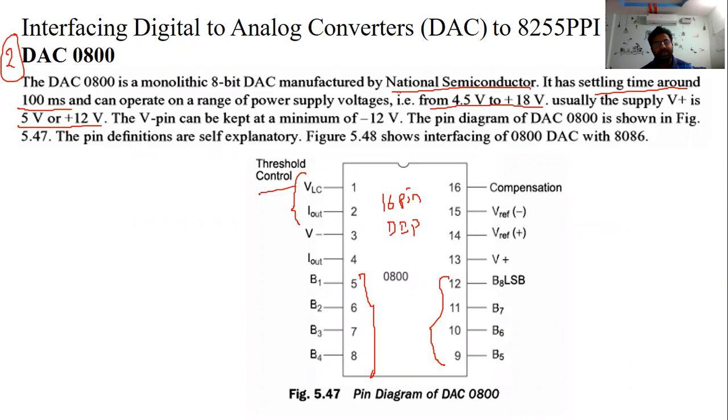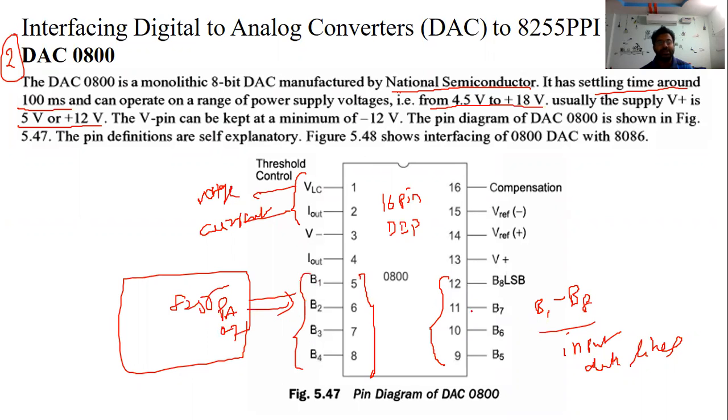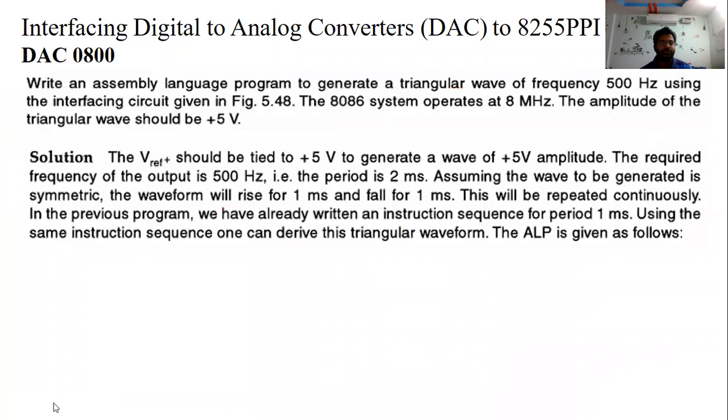Here you can take the voltage and the current outputs. Remaining all the bits are almost common. These are 8 bits, B1 to B8, input data lines, to carry the information. The 8255 PPI is connected to this by these lines. On this side, PA0 to PA7, we connect these 8 lines.